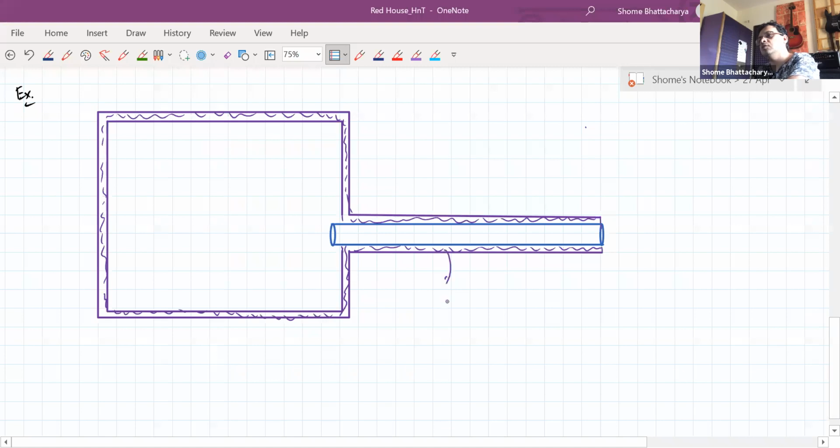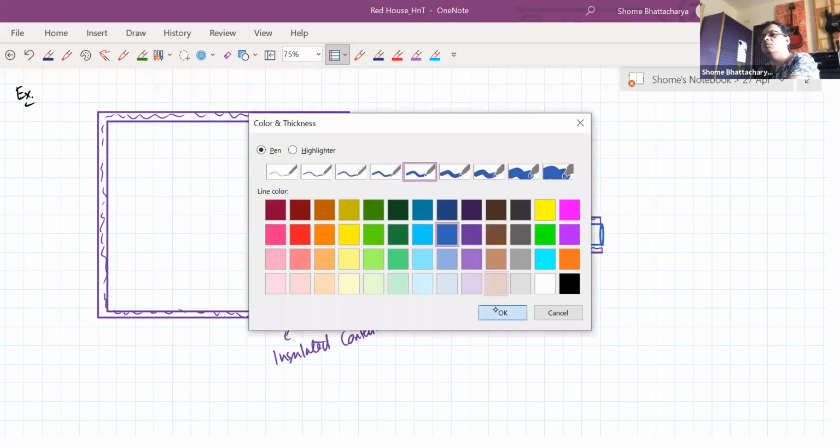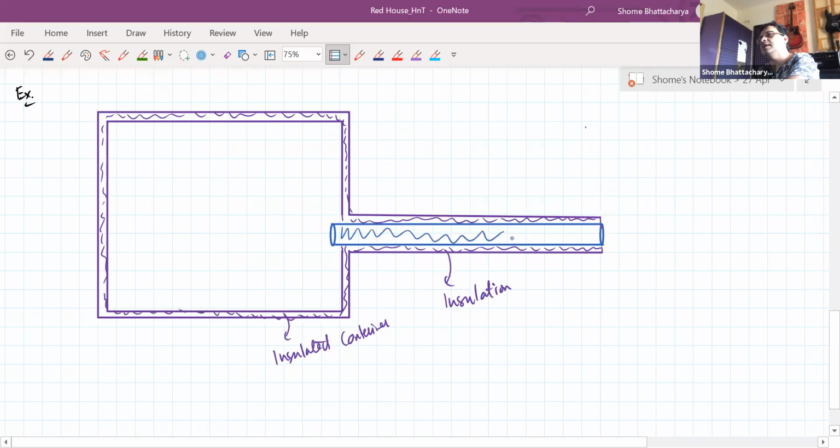Okay, so this part is all insulation. This is an insulated container. But this thing in between now, it's a solid metallic cylinder. The properties of the solid metallic cylinder given to us is that the thermal conductivity of the metal is 150 watts per meter Kelvin.